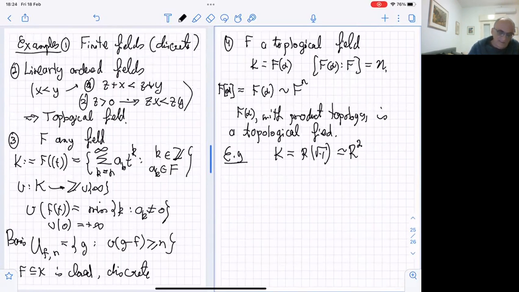All right, and now one can develop the whole theory of topological field. I'm not going to go in this direction, but let's talk about differentiability in topological fields, and we'll see how far we can push this without any definability.